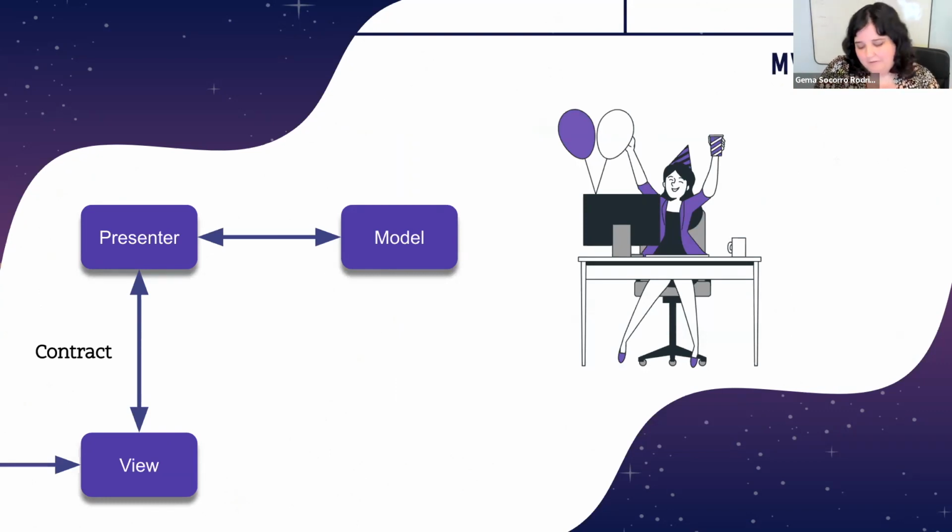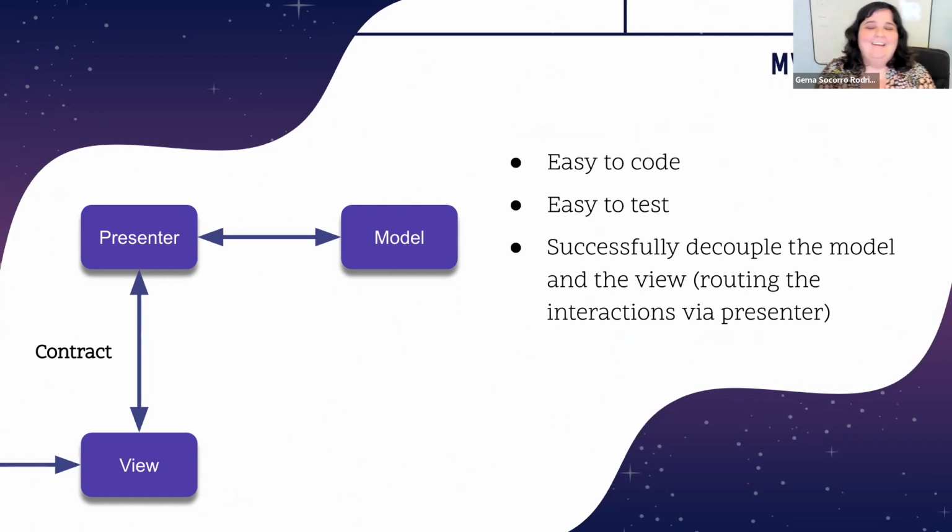So we have some pros, or we should have, yes. This pattern is easy to code. This pattern is easy to test. And the most important one, we have successfully decoupled the model and the view. All the interactions are going to be produced via the presenter. So it's great because if you want to test if everything is working, maybe doing unit tests over your presenter, you could handle all the cases you're going to have. Then you can test the view, whatever you want, but it's great for testing.